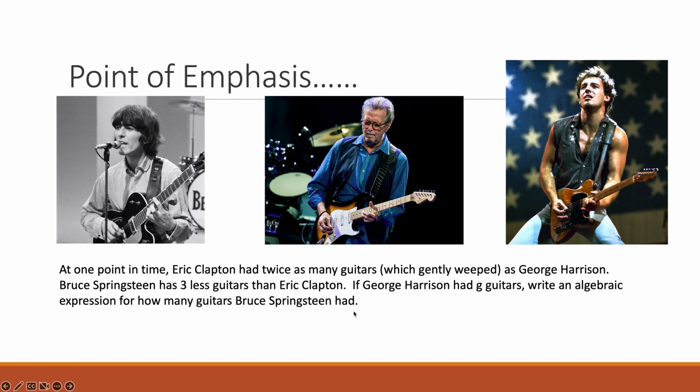Go ahead. The correct answer is 2G minus 3. So if George Harrison has G guitars and Eric Clapton had twice as many, that's 2G. Springsteen, in turn, had 3 less guitars than Eric Clapton. So Clapton had 2G, Springsteen has 2G minus 3.